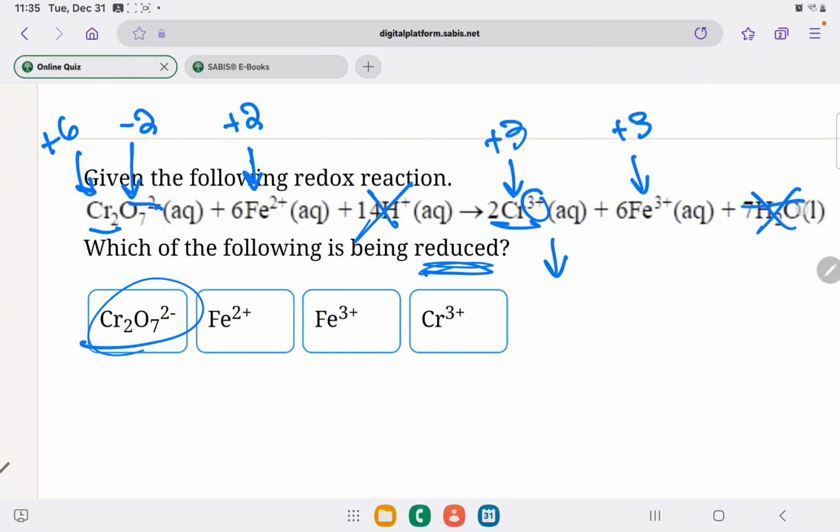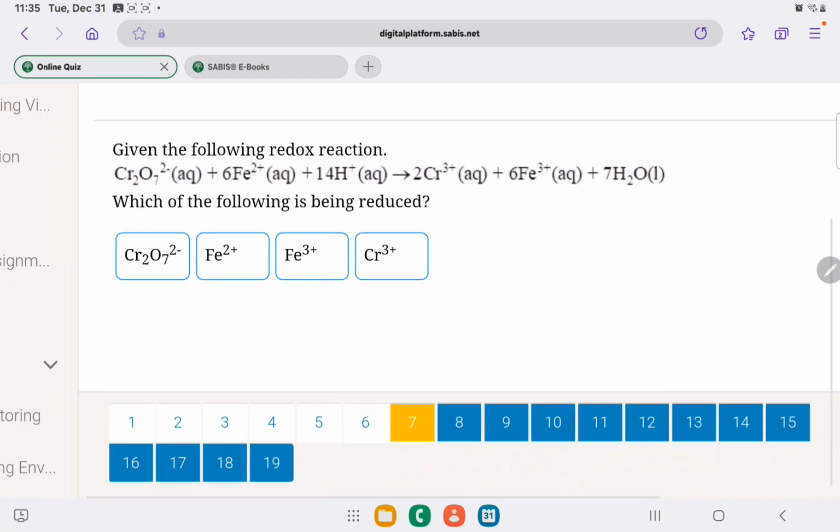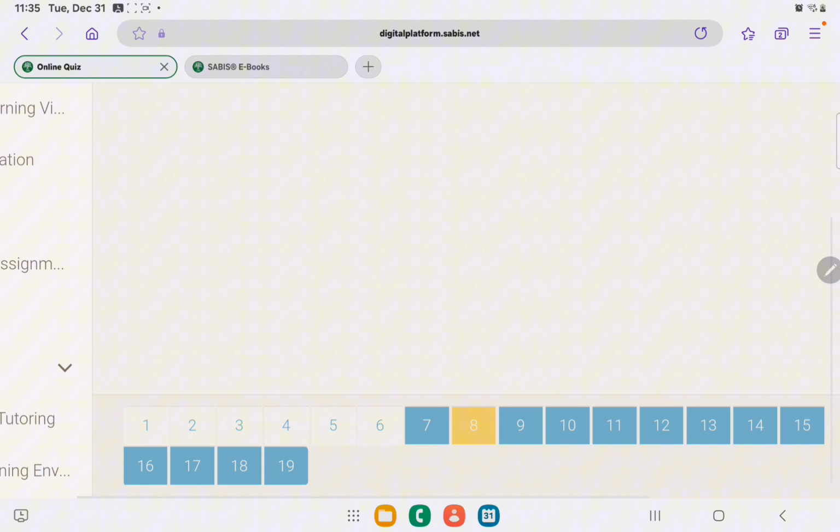Oxygen, we didn't count it because there's water, and we don't count water. Water, like H2O and OH or H, we don't count them when we're checking for the oxidation. Fe went from plus 2 to plus 3, so it got higher, so that got oxidized, not reduced. So we just got our answer. It's Cr2O7. Oh, I didn't put the answer? Cr2O7, okay.